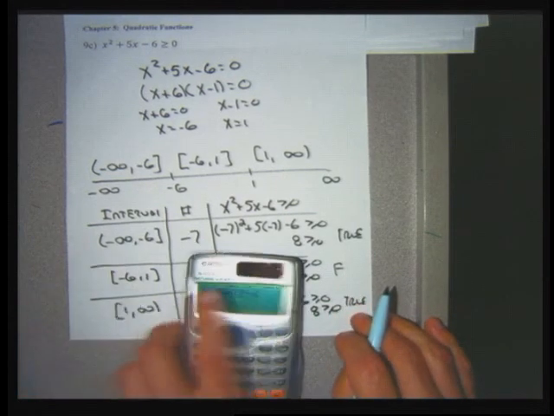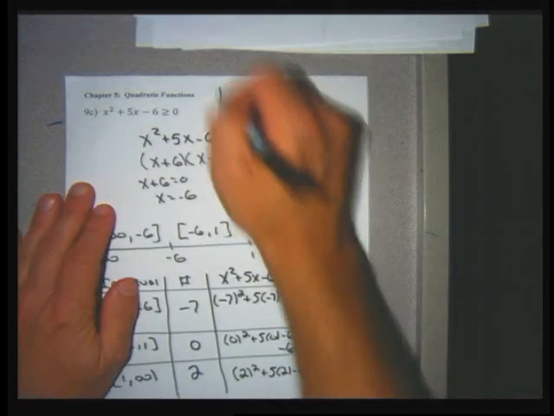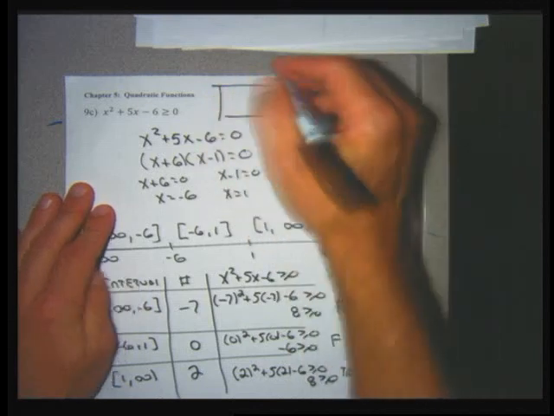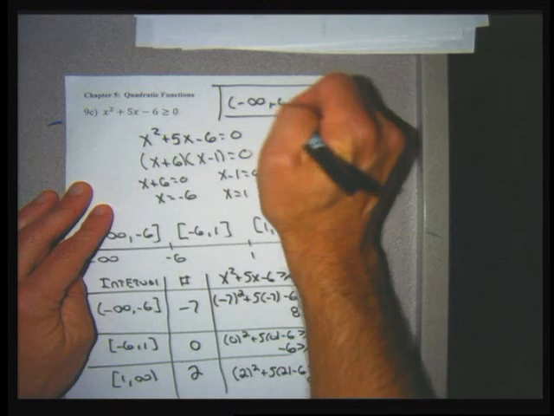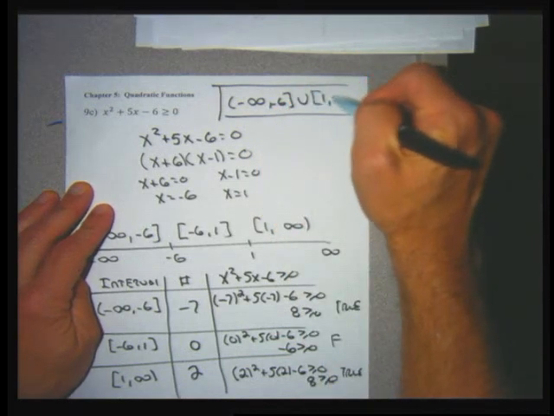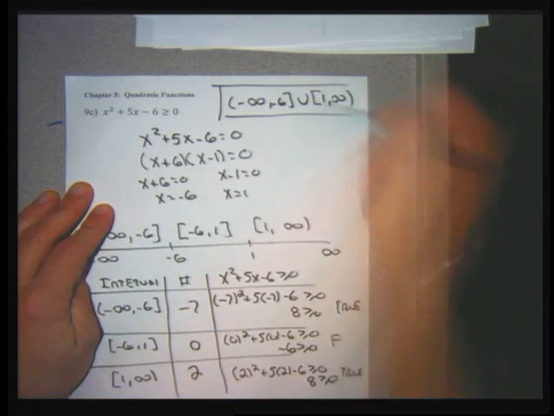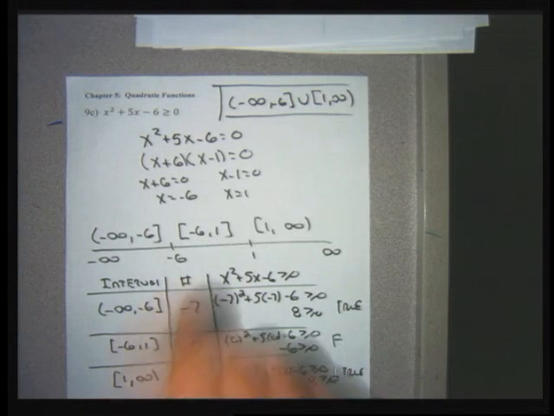My answer is going to be the 2 true intervals. And usually when you have 2 intervals, you separate them by a union. So my answer to 9C is going to be the interval from negative infinity to -6, and then again the interval from 1 to infinity. Round brackets on the infinities, they always get round brackets. The square brackets on the numbers that aren't infinity because they are equal to.